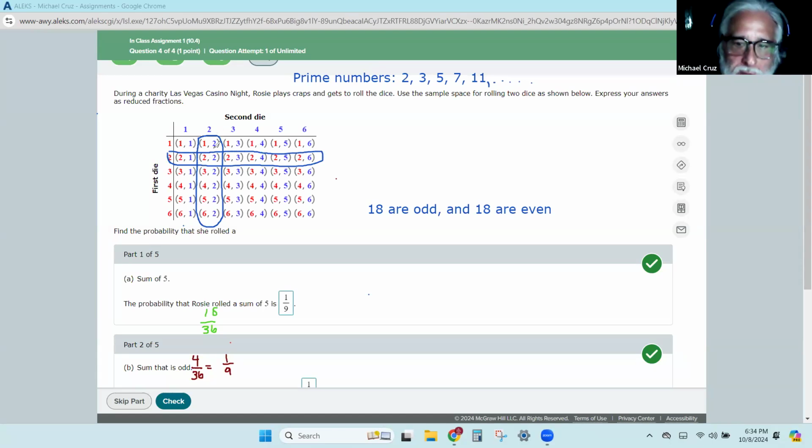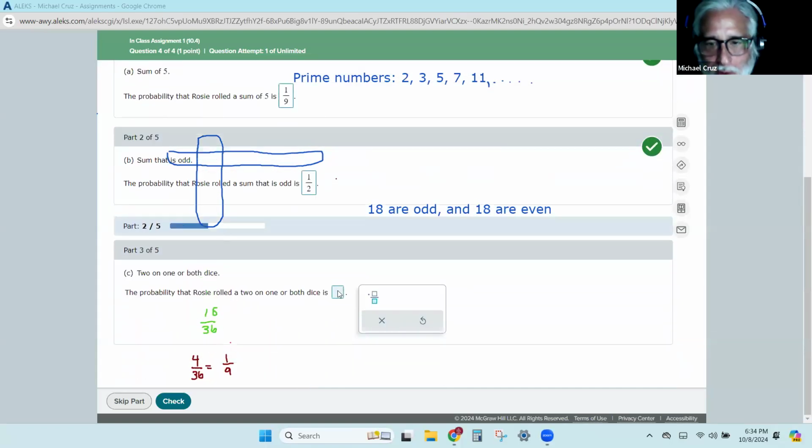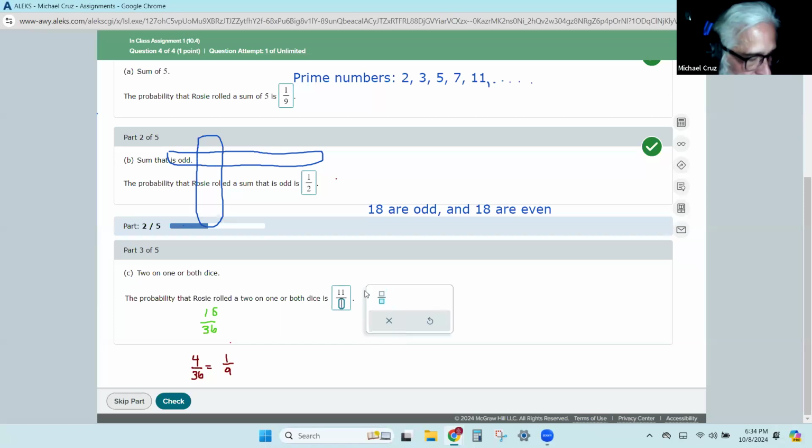So what we have is 1, 2, 3, 4, 5, 6, 7. We're not counting that one again. 8, 9, 10, 11. So this is going to be 11 over 36, and we don't have to worry about simplifying this one because 11 and 36 don't have a common factor.